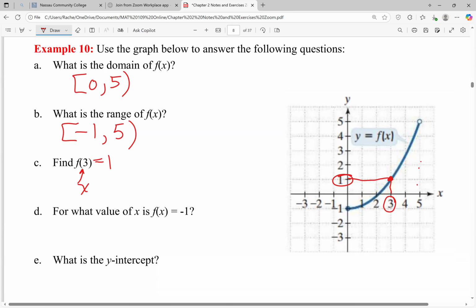In part D, I'm asking for what value of x is f of x equal to -1. And remember, f of x is the same thing as y. So when is y equal to -1, for what x value? That's what I'm asking. So now let's go to the vertical axis. Here's y equal to -1, and it happens at this x value, and that x value is 0.